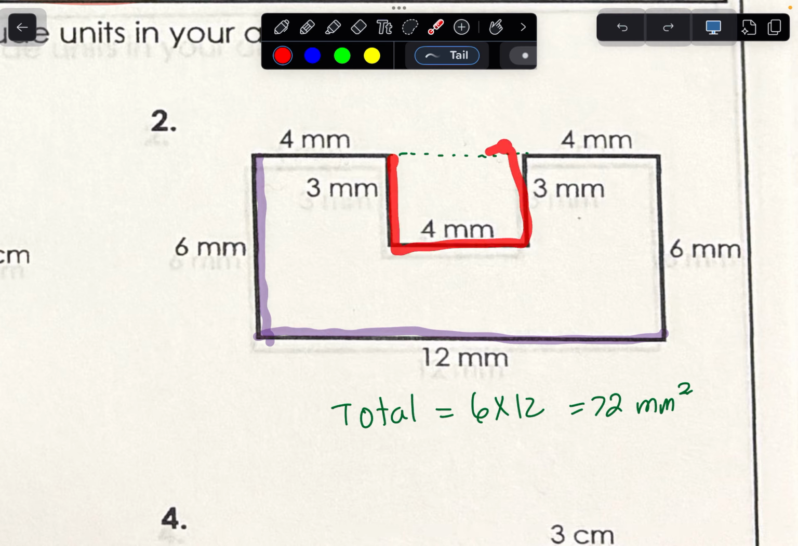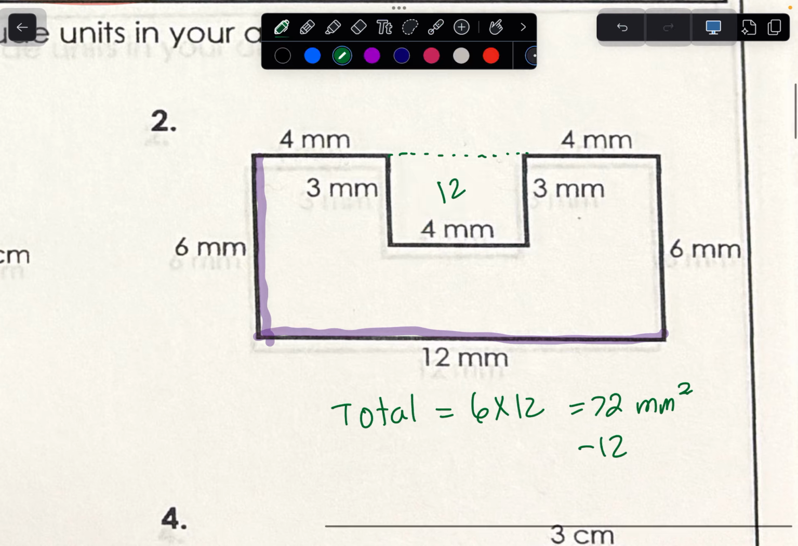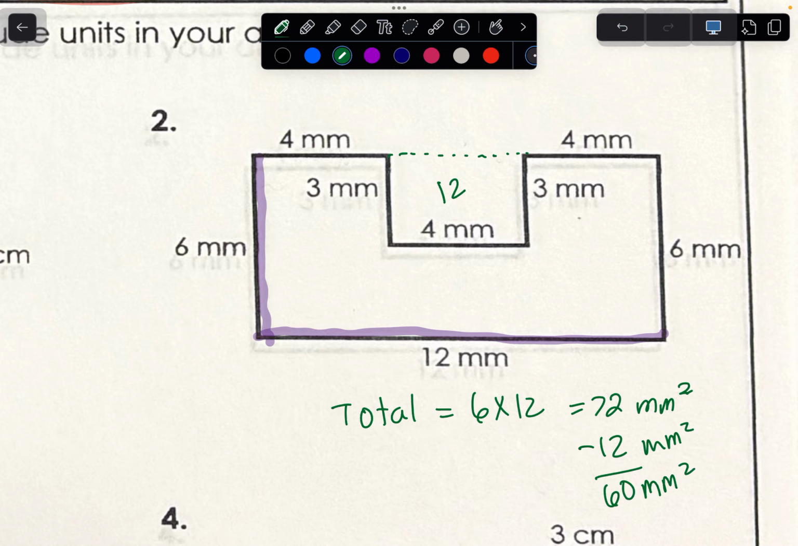of the missing section? So this is 3, this is 4. It's pretty clear that this is 3 by 4. 3 times 4 is 12. So you can then just take off 12 square millimeters. So the answer would be 60 of the pieces that are there. So that's one way to do it. That's totally okay. You can do the big thing minus the little thing, and you get what's left. So that's a tactic I've seen used quite often.